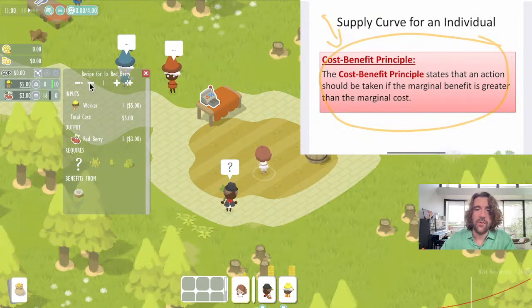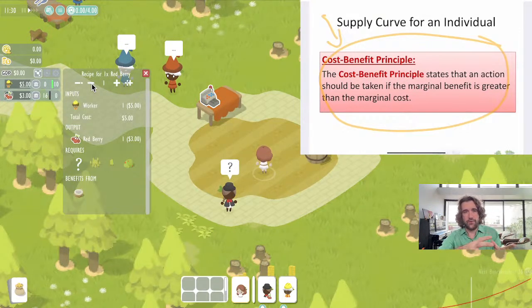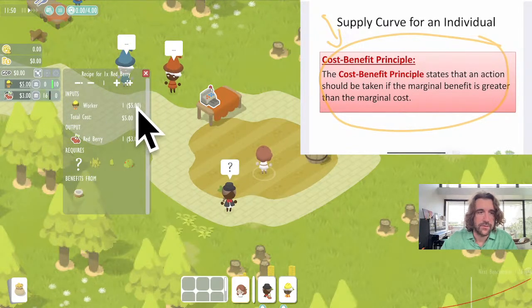In this case, we may think, should I produce one extra red berry? So I look at this and I wonder, should I go from 1 to 2 red berries? Now, what I want to calculate in terms of marginal cost here is the increase in total cost when we produce one extra red berry. So one red berry is going to cost me $5 because I'm hiring one person to produce it. If I switch to 2 red berries, the cost has now increased to $10.